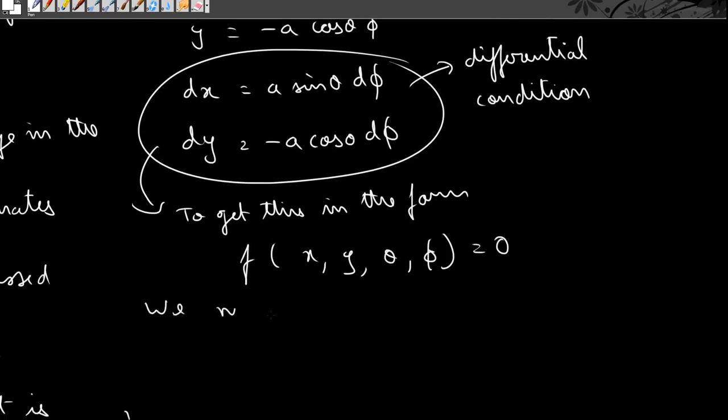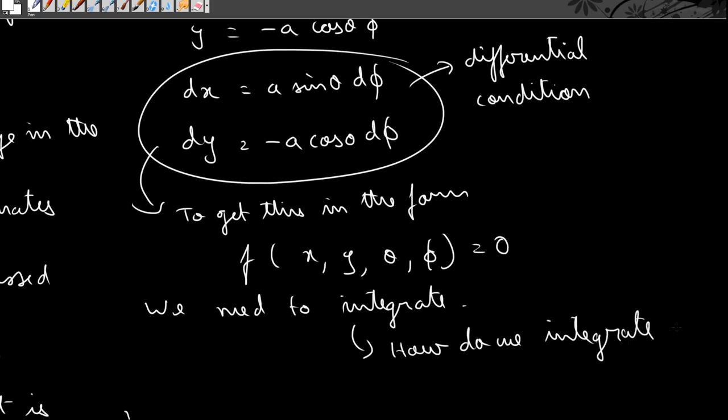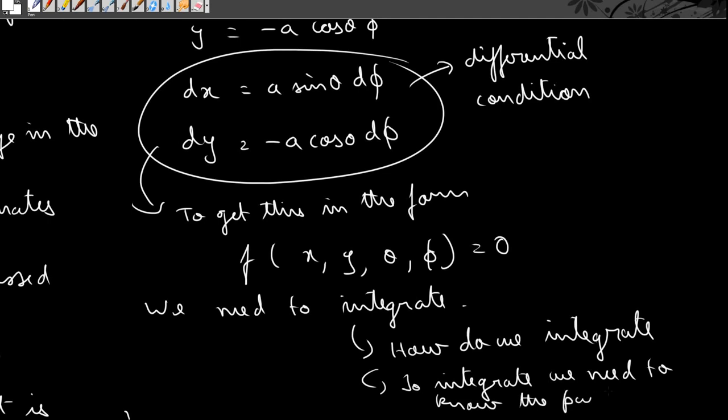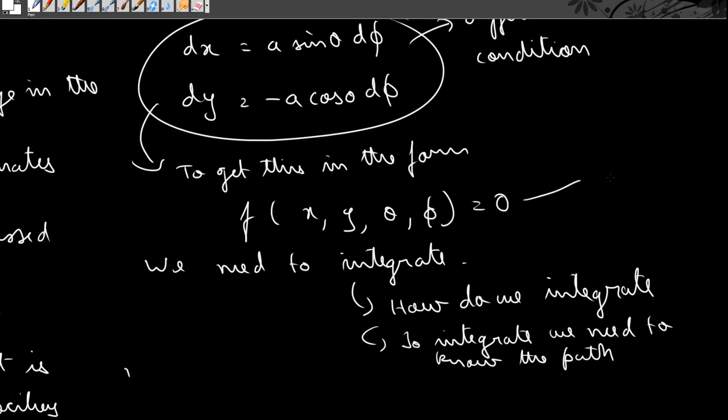We need to integrate. Okay, but from where to where and along what? So how do we integrate? To integrate this, we need to know the path of the curve, right? Because we need to integrate it along the path. Because only then we will get this thing, only if we integrate. So when I integrate, we need to know from where to where and also along which path. But knowing the path is basically we need to solve the problem.